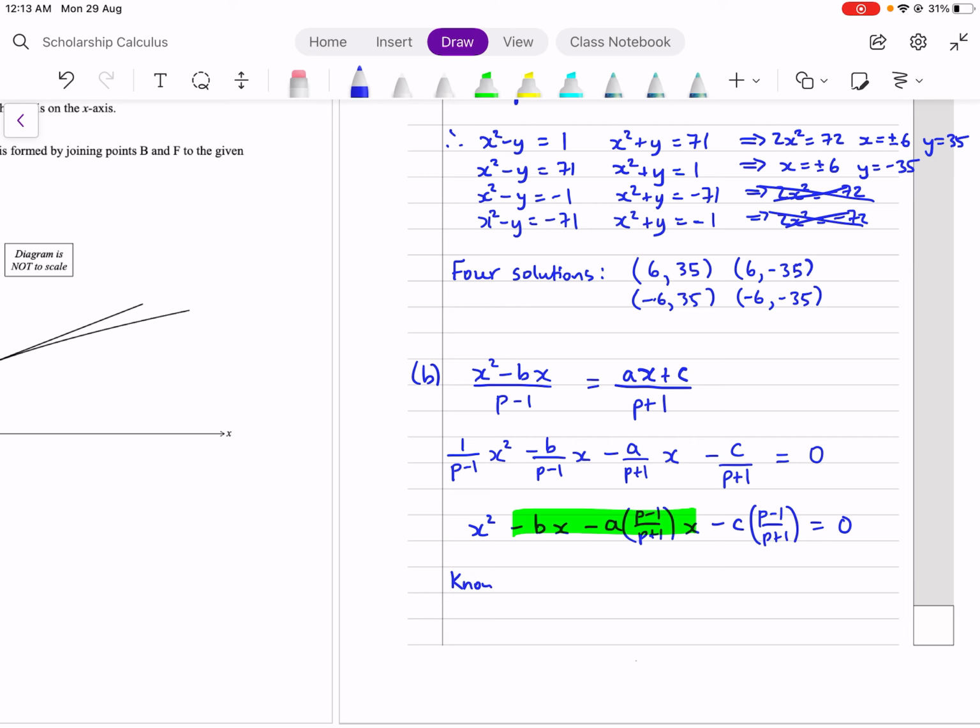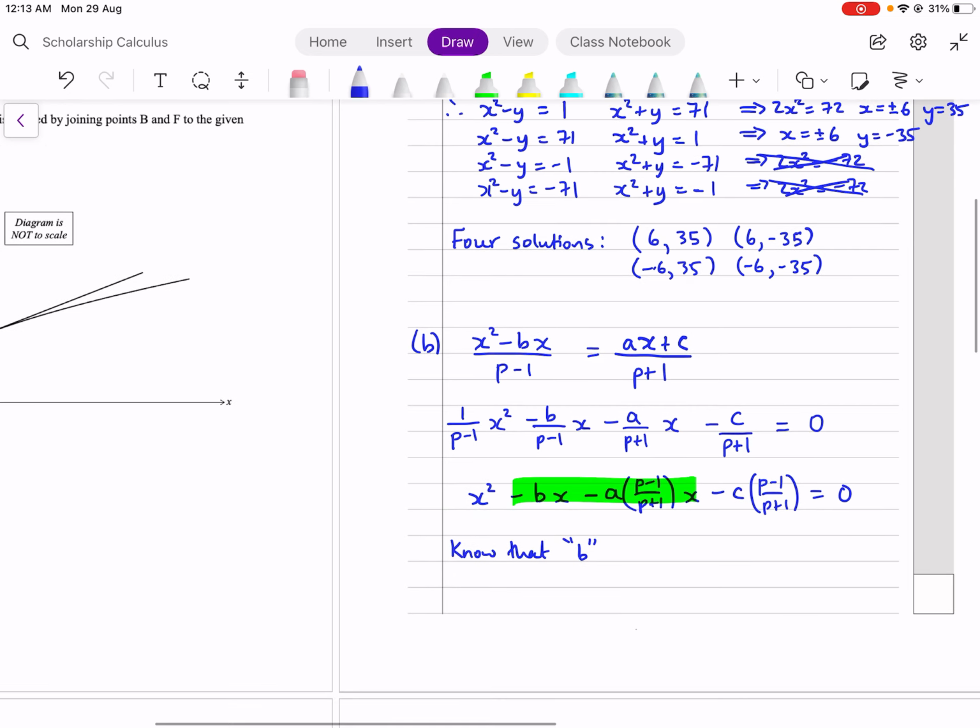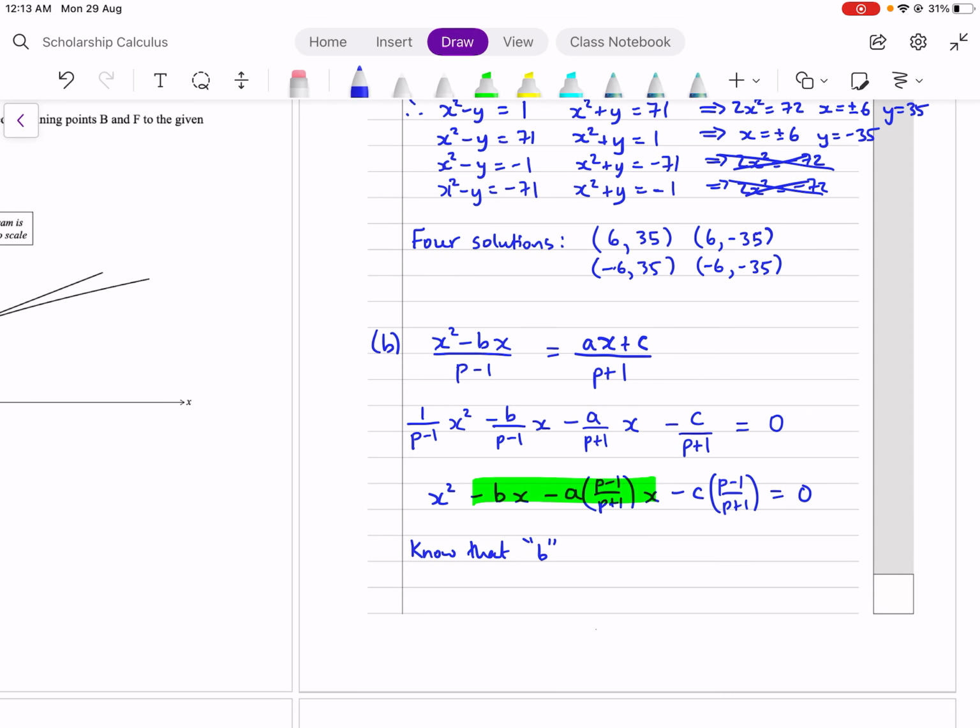This here must equal 0. Know that the b term, the middle term, I'll put it in inverted commas because there's already b in the problem, equals minus b minus a times (p minus 1) over (p plus 1). We know that that equals 0. Or (p minus 1) over (p plus 1) equals negative b over a.